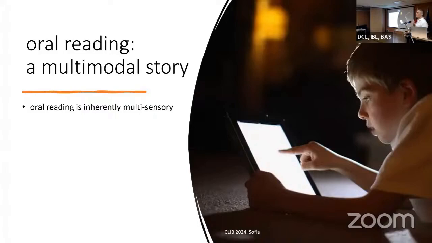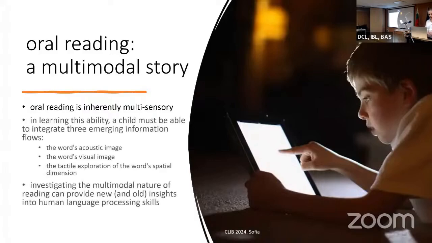And to give you an example, I will focus on reading, which is an inherently multisensory activity, which is an interesting problem and an interesting task to learn from the perspective of a child, because in order to learn to read, a child needs to integrate three emerging information flows. One is the word's acoustic image. The second one is the word's visual image. And we are introducing a third one, the tactile exploration of the spatial dimension taken by each word in a written text through finger pointing.